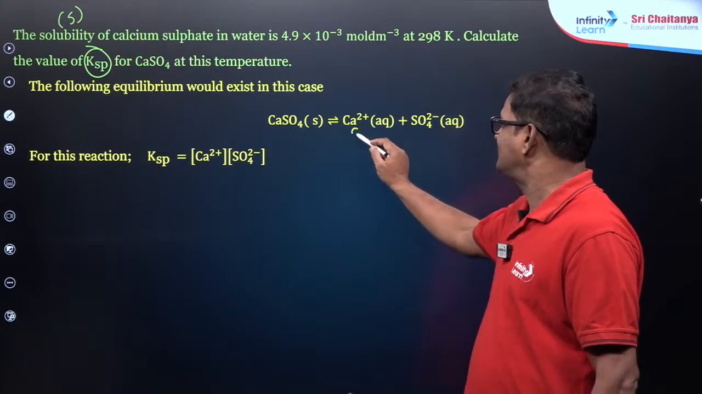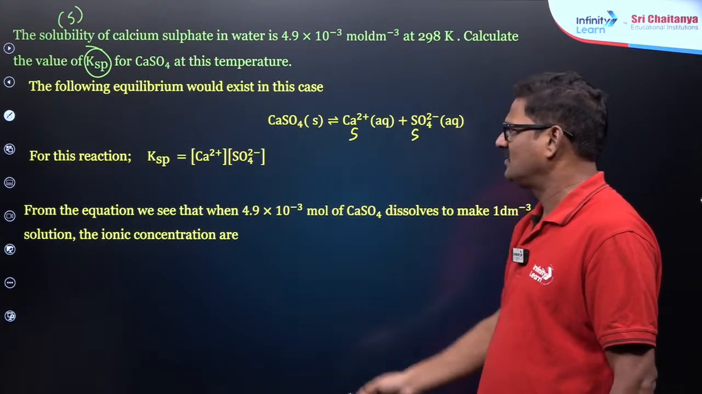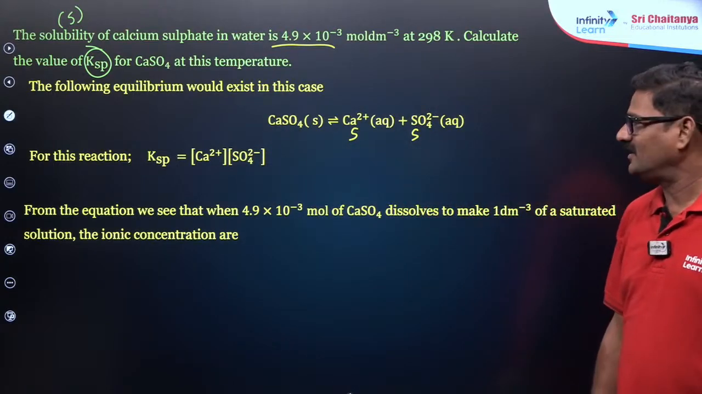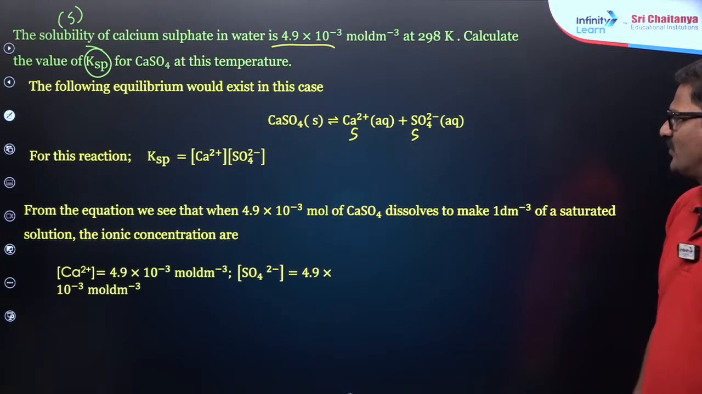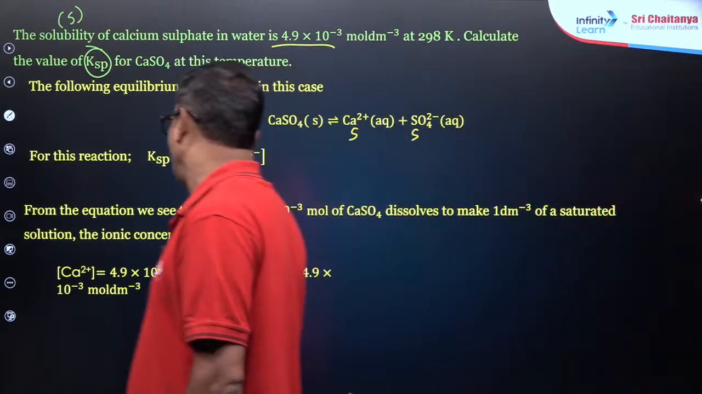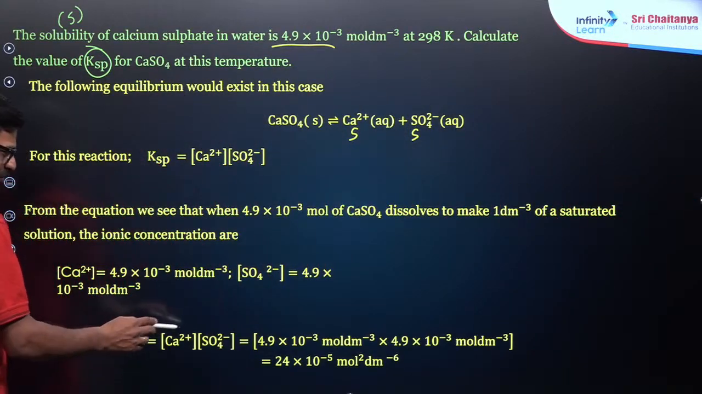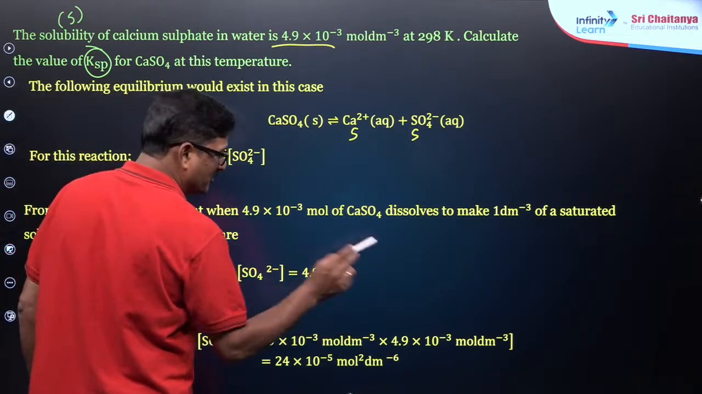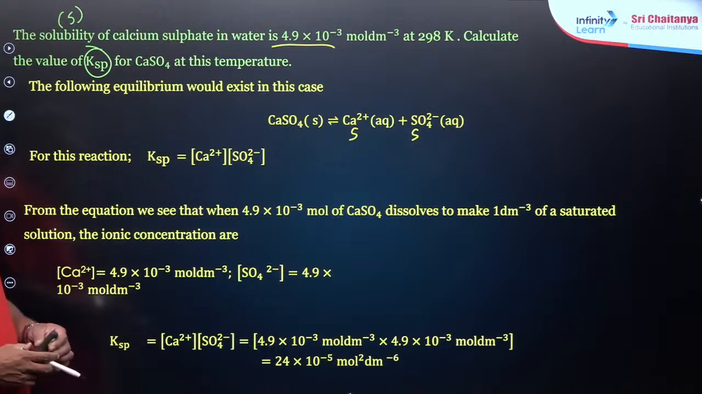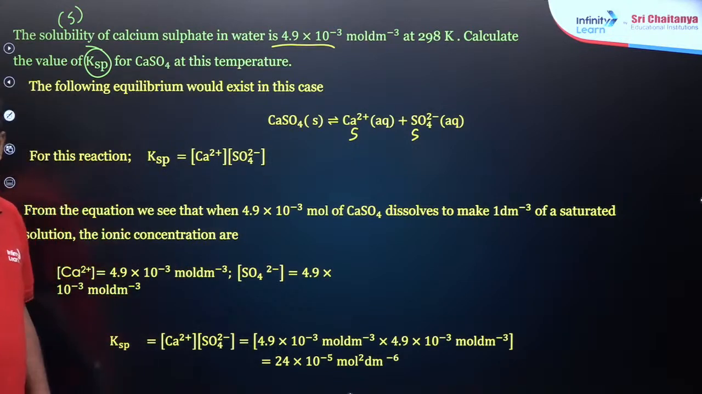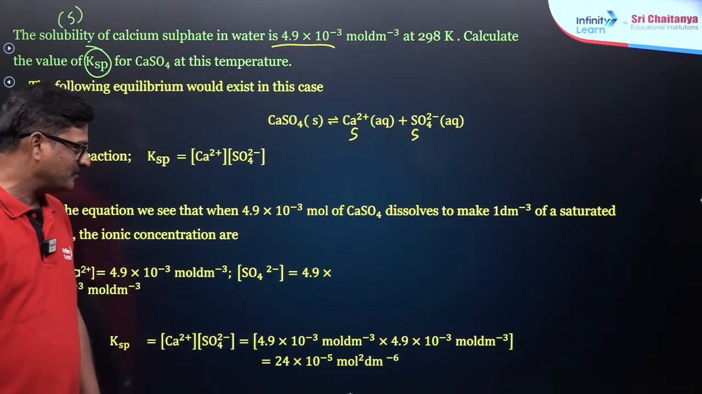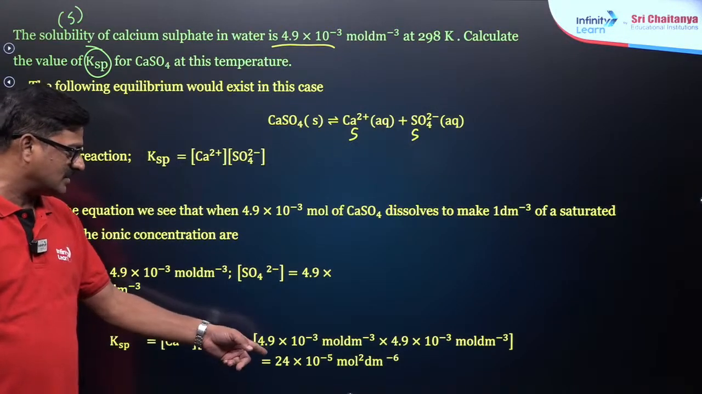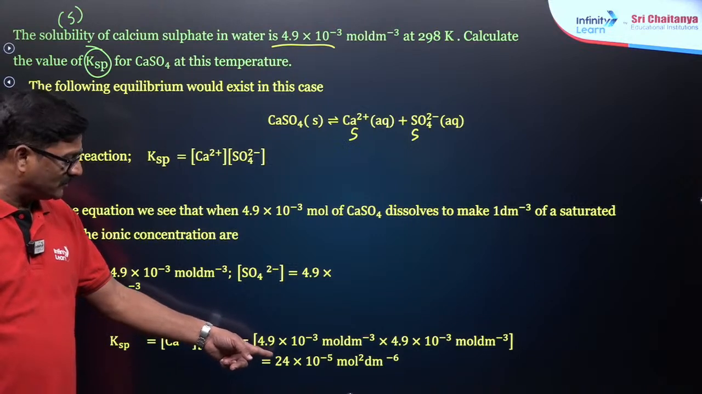Solubility is given, इसका S and S, S square होगा. So it is going to be 4.9 × 10^-3. Plug that value, square it. Okay, and you are going to get [Ca²⁺][SO₄²⁻] as 4.9 × 10^-3 times 4.9 × 10^-3. 4.9 multiply करके 24 बन गया, and 10^-3 times 10^-3 is going to be 10^-6. You are going to see 24 here.